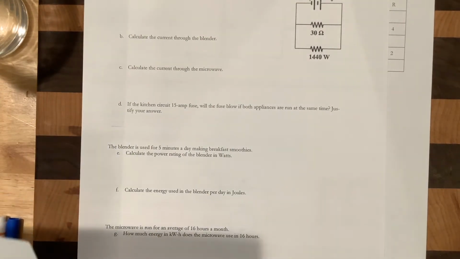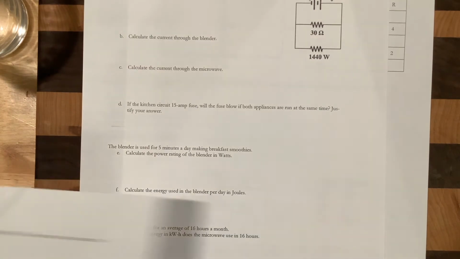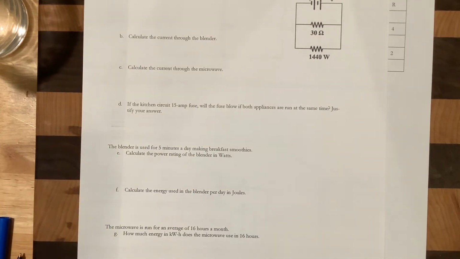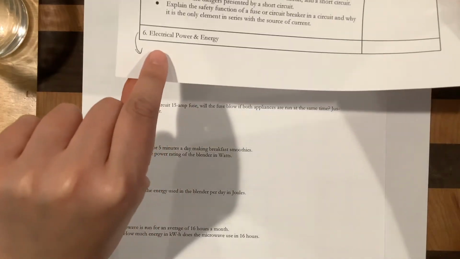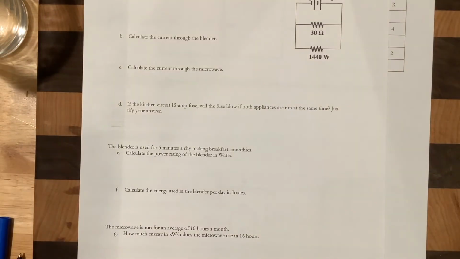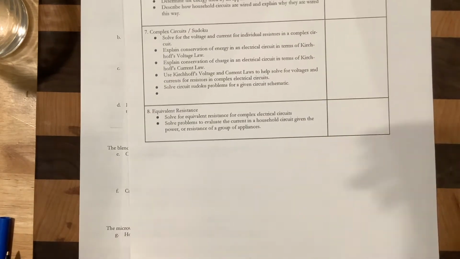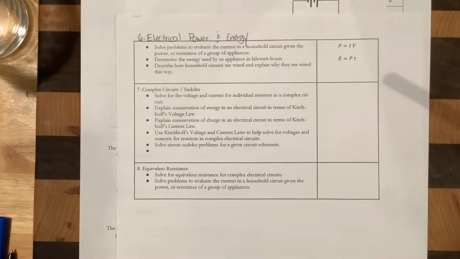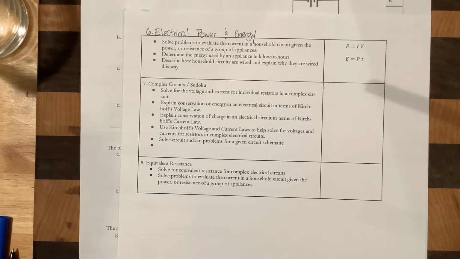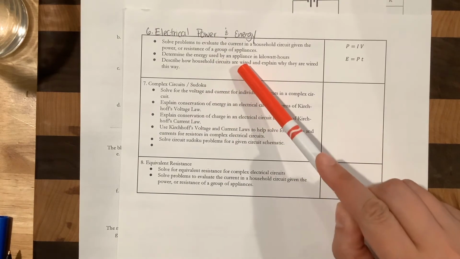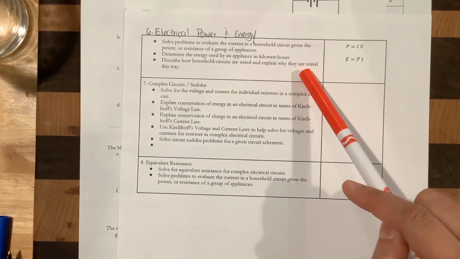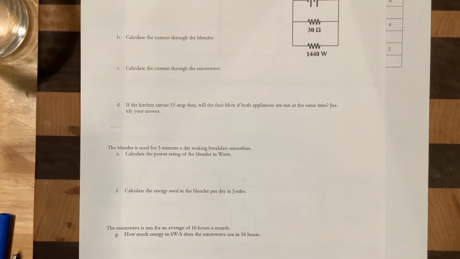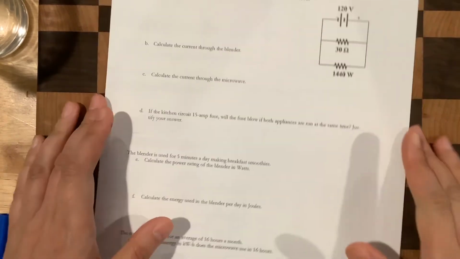All right, so now we are on to Objective 6 and household wiring. This one is also called Electrical Power and Energy, but all of its standards are on this page. So on this page, you should be able to evaluate current in a household circuit, determine the energy in kilowatt hours, and explain that household circuits are in parallel so that if one item is broken, the rest stay on. It also gets a bonus feature that every outlet can have the same voltage because items in parallel have the same voltage as each other.